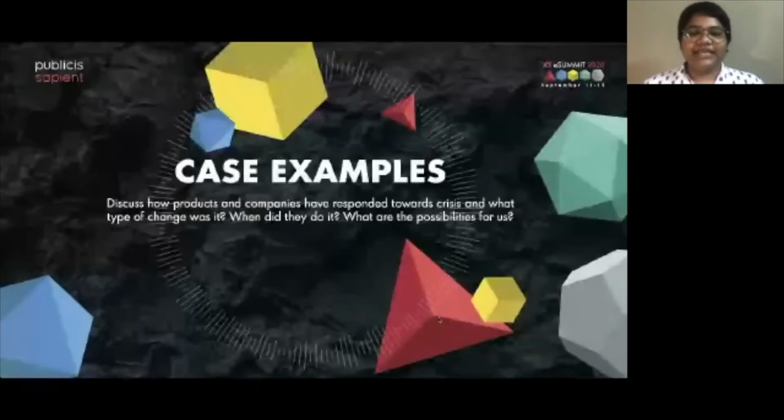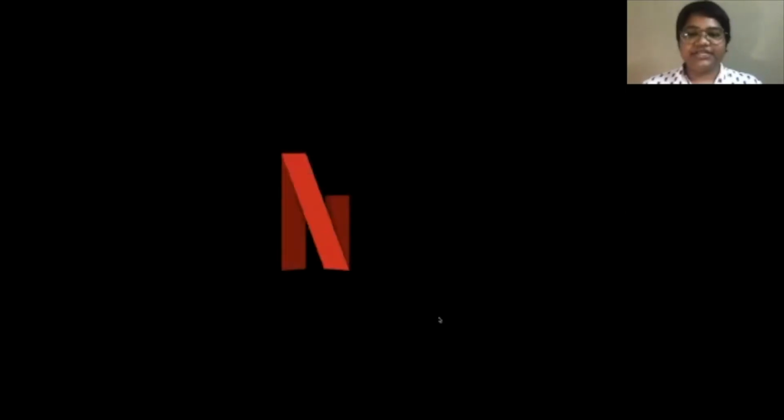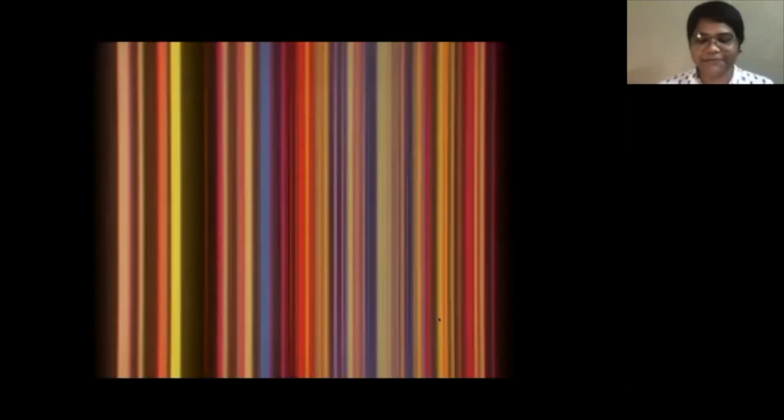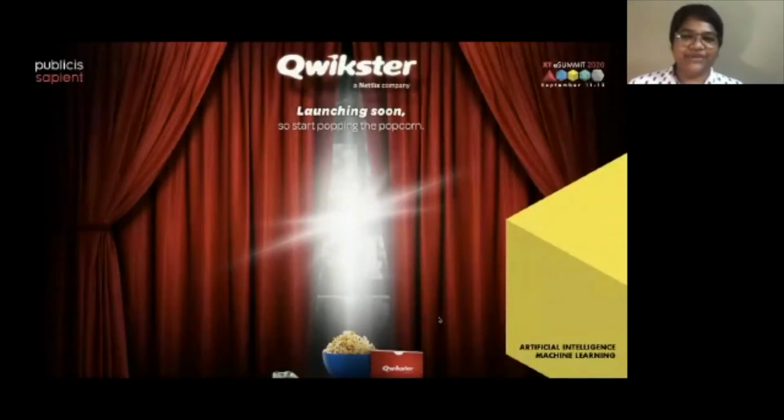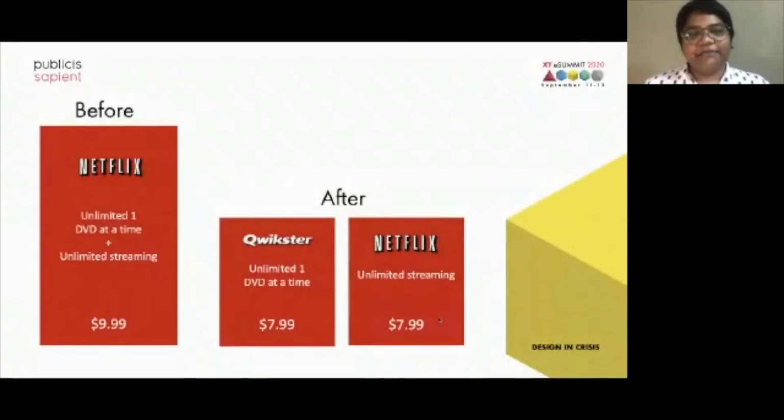So we'll start with the case examples. And the first example is of a strategy design, which is basically the reason for the product. And for this, we have Netflix, or shall I say Qwikster. So the year was 2011, and we were still in the shadows of the financial crisis of 2008, and the spending power of people had gone down. And at that time, Netflix decided to split itself into two parts.